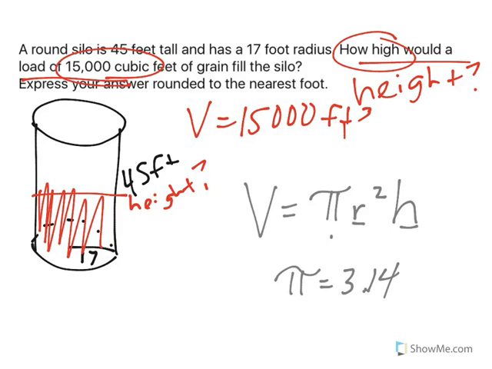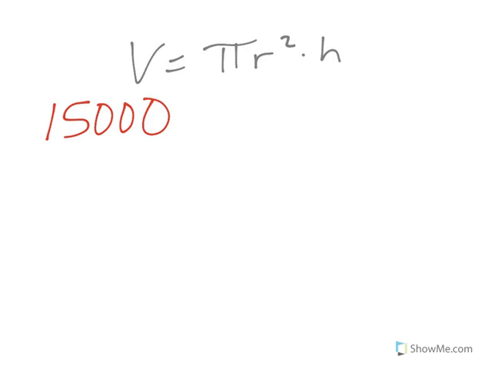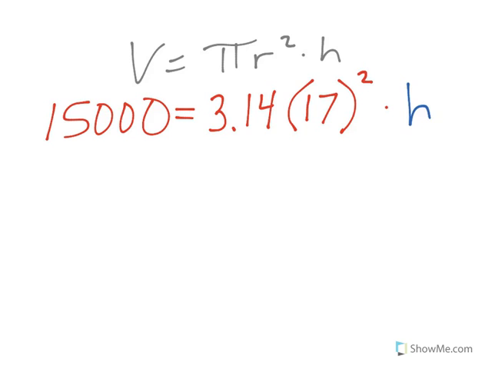Okay, so let's go to a page where we have some room to write. So volume is pi times r squared times height. Now let's plug in what we know. From the first page, we have 15,000 cubic feet of grain, and that's our volume. We said that pi was 3.14. We're going to multiply that by the radius squared. It told us that the radius is 17. And we are trying to find the height.